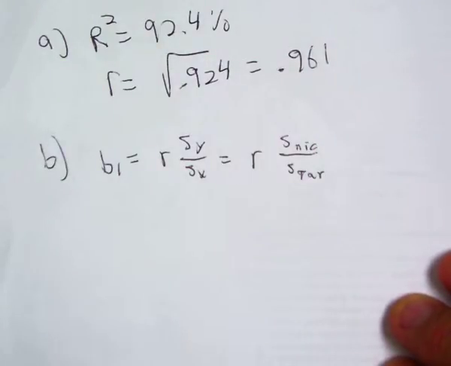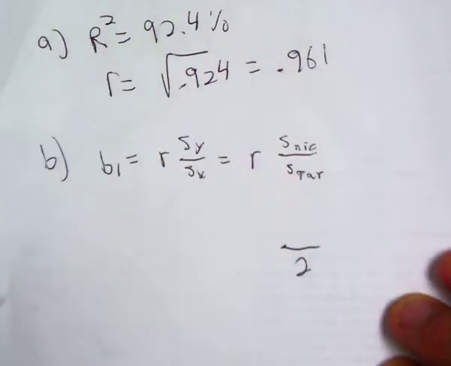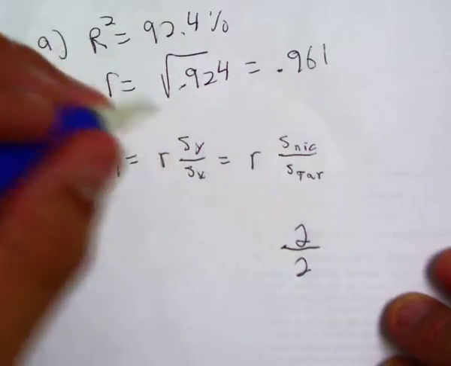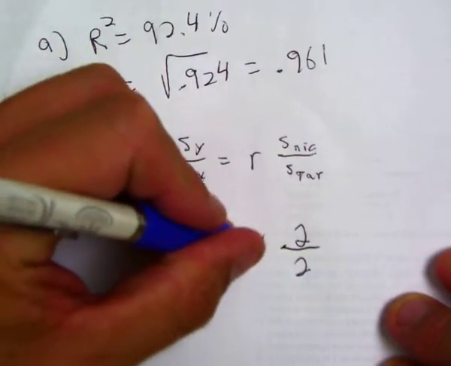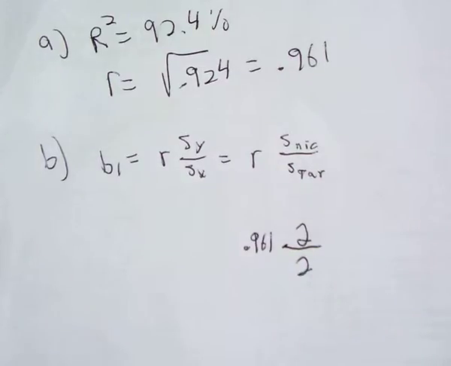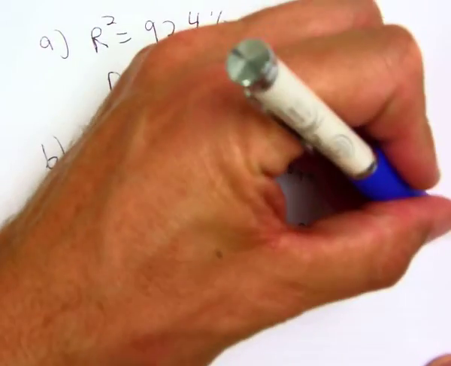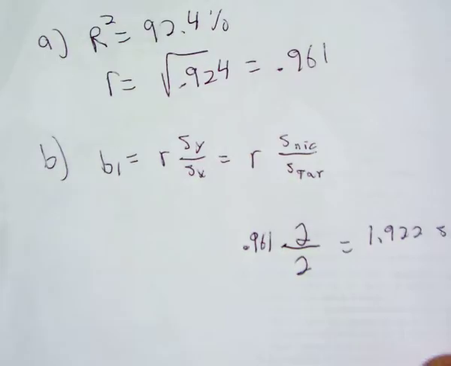Okay, so what happens if tar goes up 2 standard deviations? Well, nicotine would also like to go up 2 standard deviations, but it's restricted by R, so it would go up 0.961 times 2 standard deviations. Okay, so the model will only allow it to go that far, so we would do 0.961 times 2, and it would allow it to go 1.922 standard deviations above the mean in nicotine.